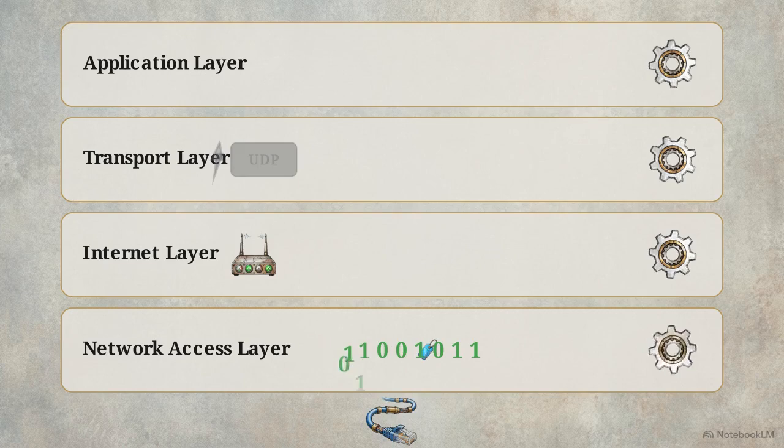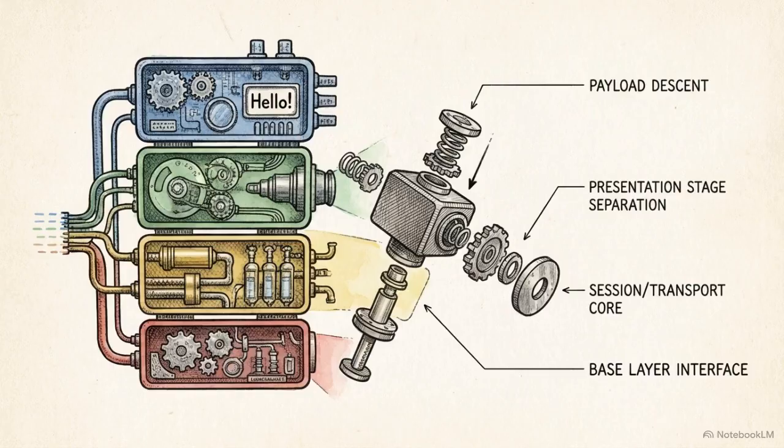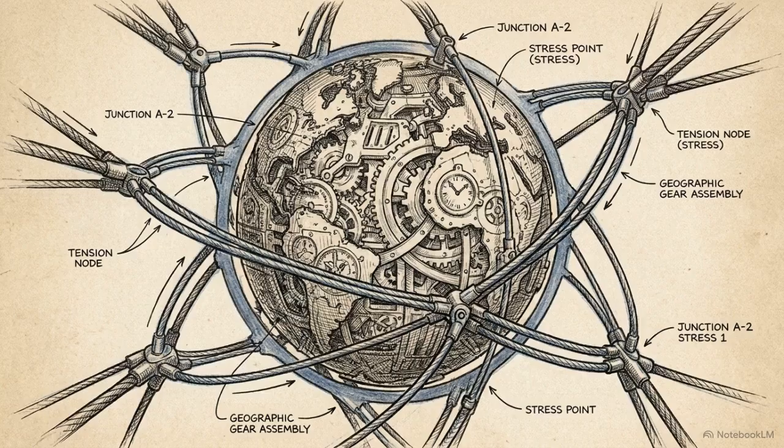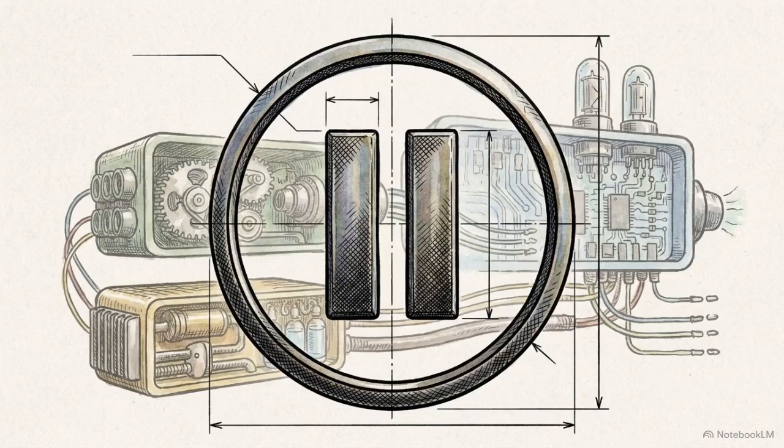This is where your digital information is converted into the physical signals, like electrical pulses or radio waves, needed to travel across hardware. By stepping down through this stack, human-readable text is successfully translated into the signals required to cross the globe. Now, a quick test.